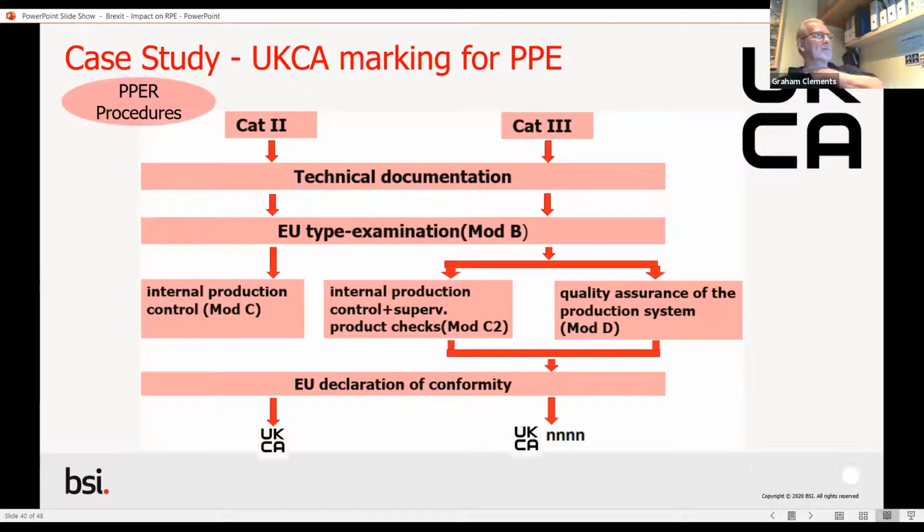So a case study for UKCA marking for PPE, Cat 3: technical documentation, EU type examination mod B, or UKCA type examination mod B for UKCA. And then you've got your module C2 or module D as a choice. And you've got your UKCA declaration of conformity. So the process is exactly the same. You just strike out the word EU and put the word UKCA in.